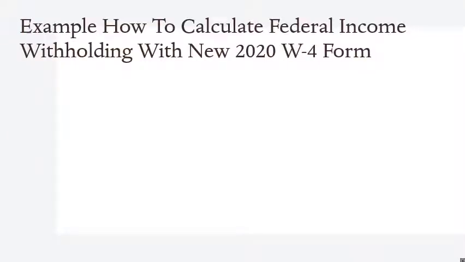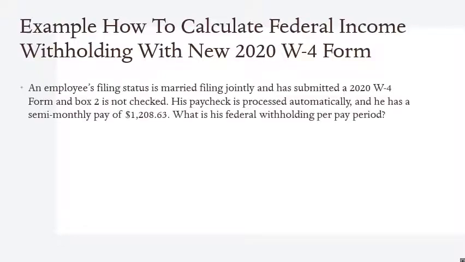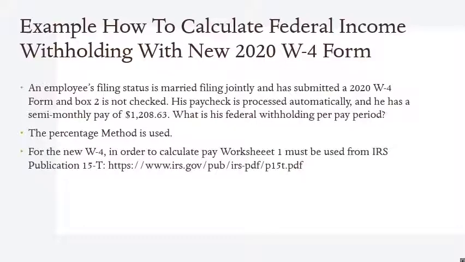Now let's look at an example of how to calculate federal income withholding with the new 2020 W-4 form. We have an employee whose filing status is married, filing jointly, and he has submitted a 2020 W-4 form and box 2 is not checked. His paycheck is processed automatically and he has a semi-monthly pay of $1,208.63. So what is his federal withholding per pay period? In this case, we have to use the percentage method as his payroll is calculated automatically. We also have to use Worksheet 1, which can be found in Publication 15T from this link right here.